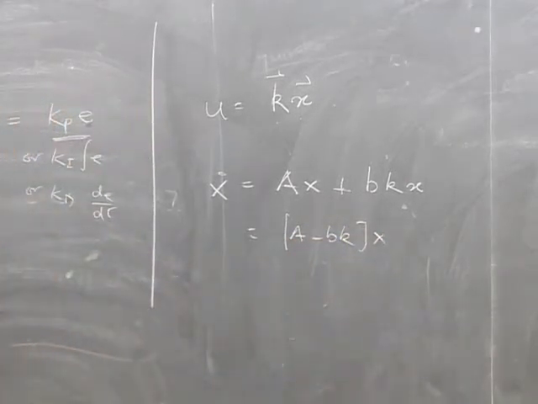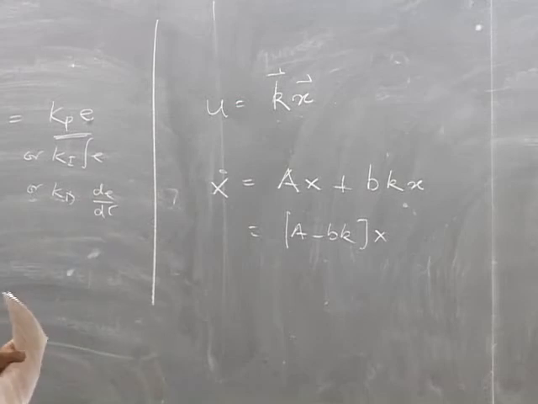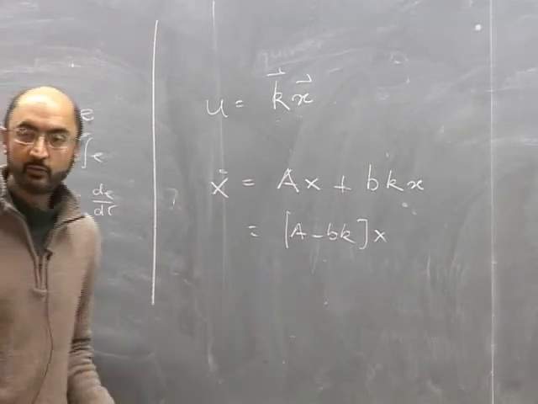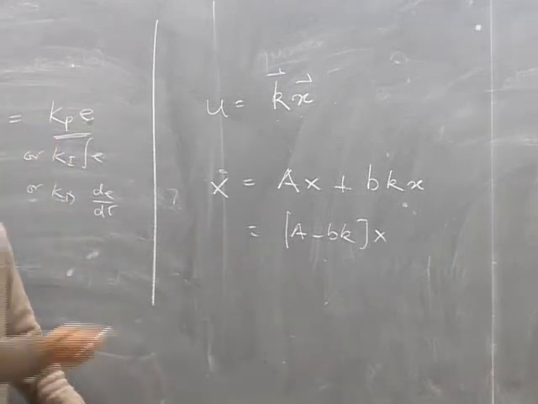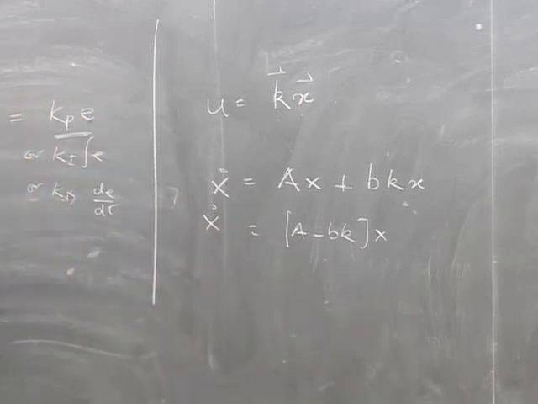Okay, so that looks like an interesting equation over here. And the thing is, what can we do with it? Okay. And the way we analyze it is to say, look, this x dot equals (A minus BK)x, if I draw a box around this one here.